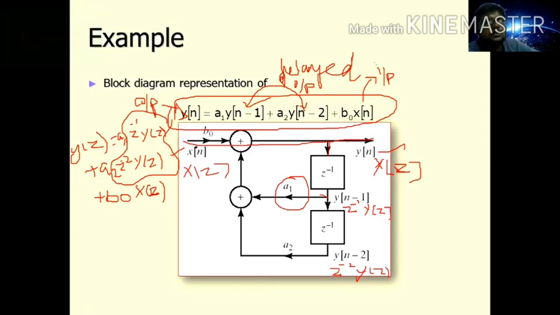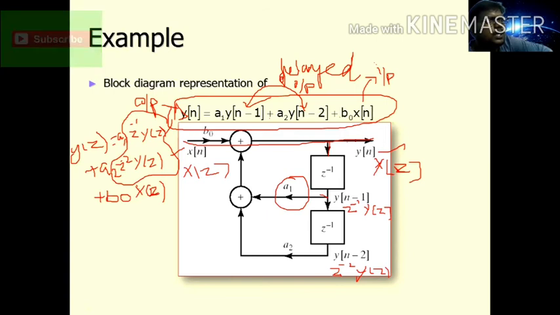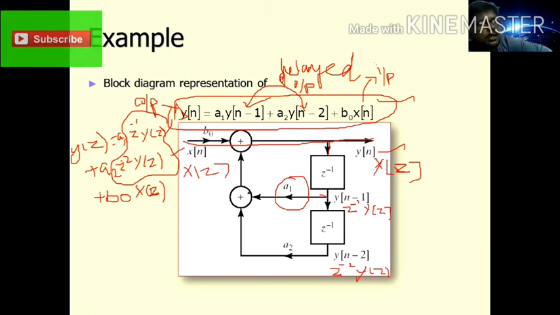Now you check the connection, whether it is rightly connected or not. Just keep your hand here and observe what signals reach this point. First it receives the signal b naught x of n. Next plus, this is the plus symbol. Plus a1 into z inverse y of z, that means a1 into y of n minus 1. The second signal also comes here. Then the third portion, a2 into y of n minus 2. The third signal also reaches here.